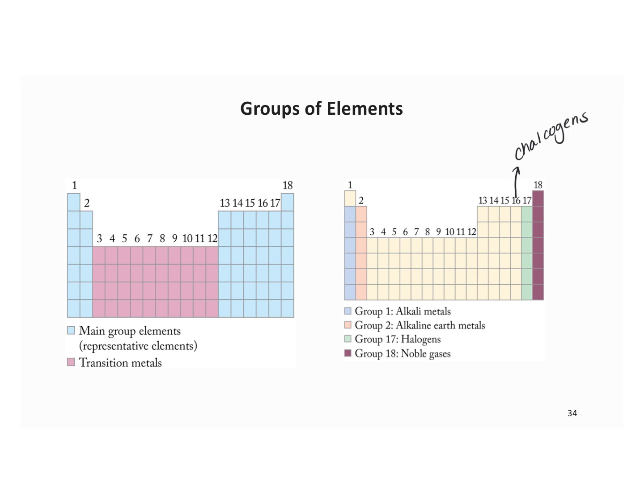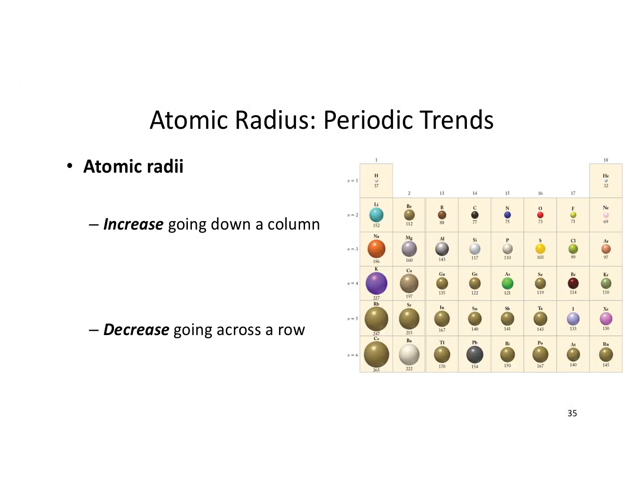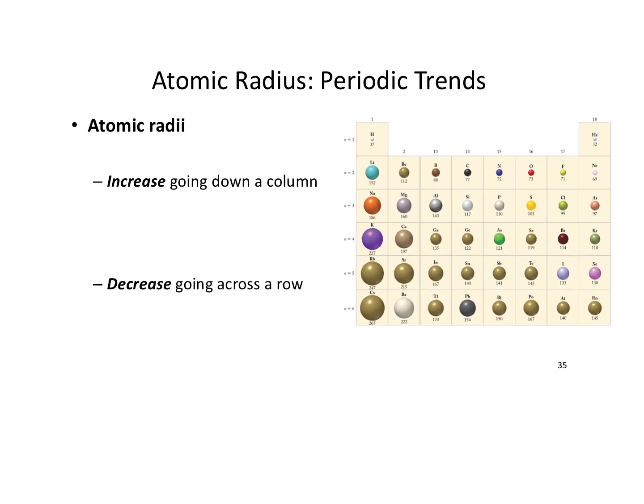So let's talk about how we can use the periodic table. We can use the periodic table not only to predict things like valence electrons, but also to predict things like the atomic radius. When we talk about how big atoms are, that's our atomic radii. And what we find is that the atomic radius increases as you go down a column, and it decreases as you go across the row.